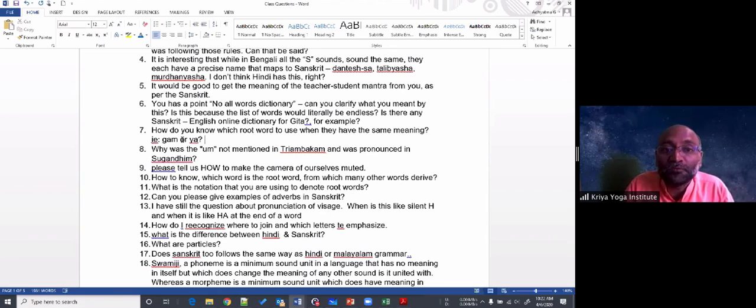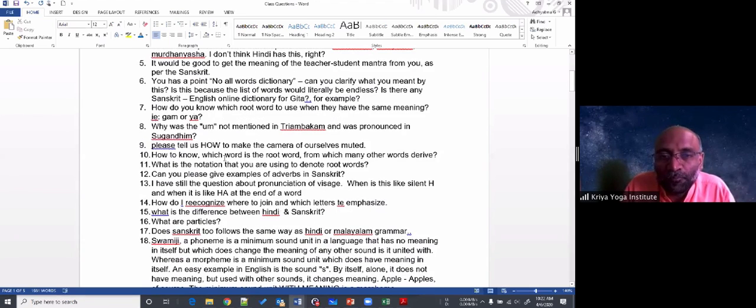So this gives a tremendous amount of flexibility to poets and writers, that I'll use whatever I feel like and whatever suits my poem. So in this particular case, gam and ya are pretty much interchangeable. Both mean to go, and it is purely up to the author or the speaker which word they want to use.